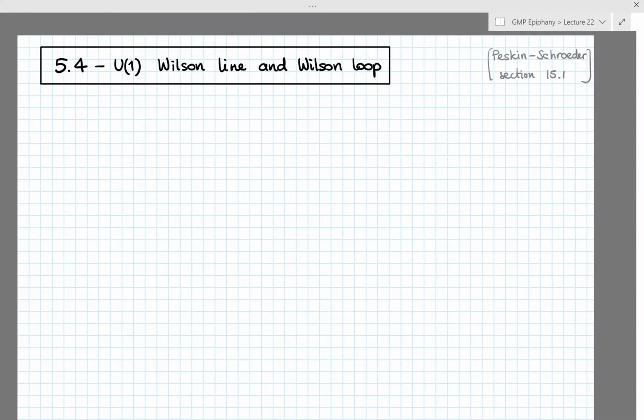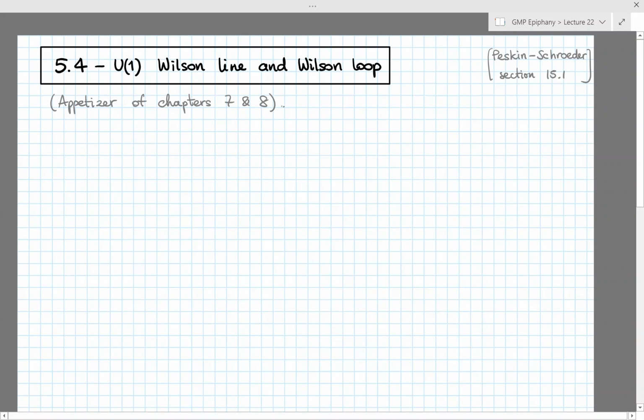All right, enough about gauge fixing, at least for now. In the remainder of today's lecture, I'll discuss U(1) Wilson lines and Wilson loops briefly, and the relation to covariant derivatives. And this is really an appetizer of chapters 7 and 8. So we'll return to these notions and revisit them when we discuss the mathematical formalism that underpins gauge theories.